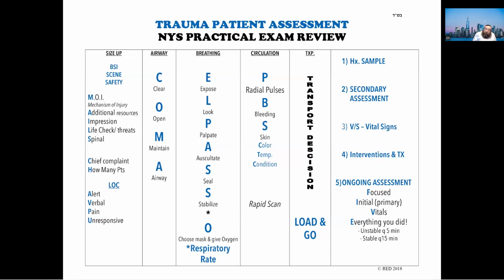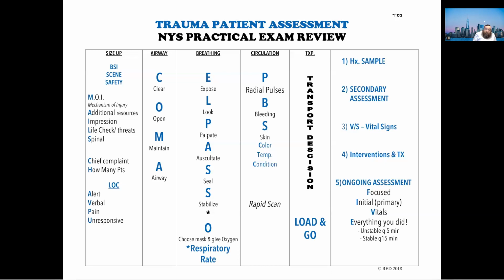Step number 1 is a history, SAMPLE history. So I told you before, if there's nobody around and the patient is unresponsive, you can't get one. Boom. It's only worth 1 point here. Number 2 is called the secondary assessment. This is going to be a complete head to toe. And I need you to read those paragraphs that I wrote, and we will show you how to do it in a skill class, head to toe.